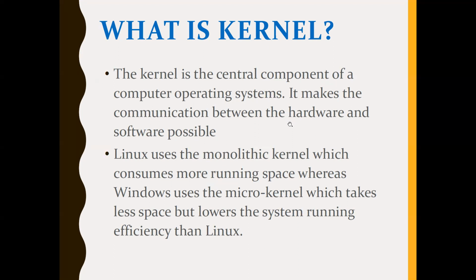Linux machines use a monolithic kernel, which makes the system work really fast. They consume more space, but they make the system faster. Windows uses a microkernel, which occupies less space but makes the system work a bit slower than Linux. The processing speed depends on the kernel used. Linux uses a monolithic kernel, which provides very good processing speed compared with Windows.